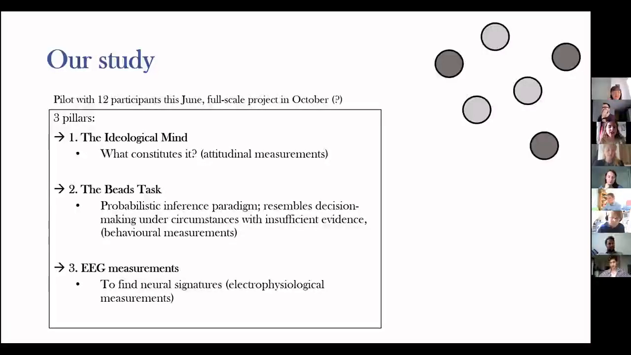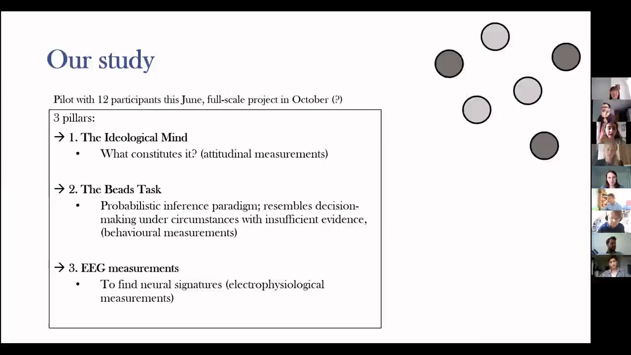And to investigate this, together with Diamantis, we designed a pilot, which took place this June with 12 participants, of which we are busy analyzing the data right now. And the full-scale project will likely take place in October. And to show you how we have done the study, we will first inform you on our methodology behind measuring the ideological mind.